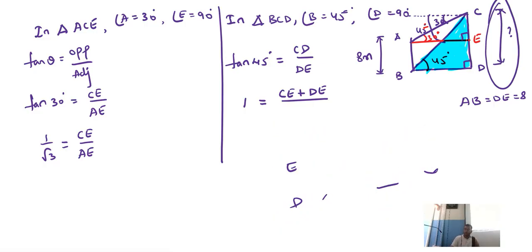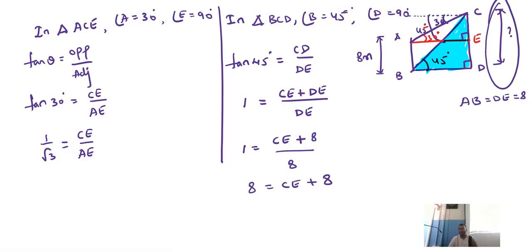Done? Now, observe here. The value is simple. CD is CE plus DE. Let me write DE as it is. Now I am going to substitute. That is, 1 equals CE, we don't know, keep it as it is, divided by the DE value, 8. Now cross multiply. 8 into 1 is 8, equals CE plus 8. Is it correct? Yes, sir. How is it correct, man?